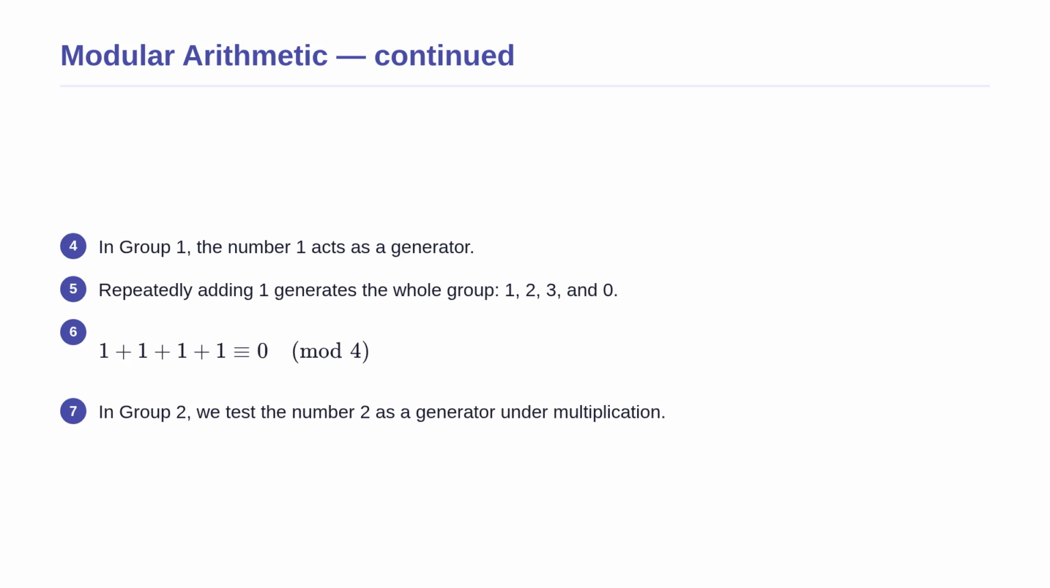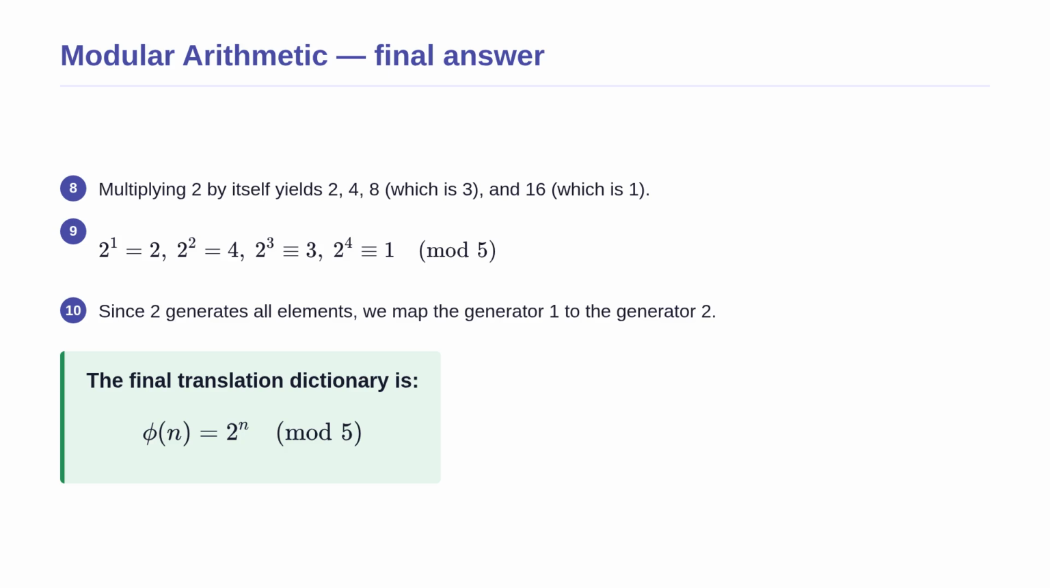Now we move to our second group, where we use multiplication modulo 5 instead of addition. We need to test the number 2 to see if it can act as a generator by repeatedly multiplying it by itself. Let us finish building our translation dictionary. In our second group, multiplying 2 by itself gives 2, then 4, then 8, which wraps around to become 3 modulo 5, and finally 16, which wraps around to become 1 modulo 5. Because the number 2 successfully generates all 4 elements, it is the true generator for the second group.